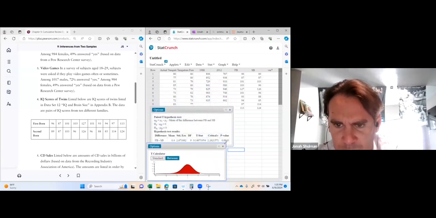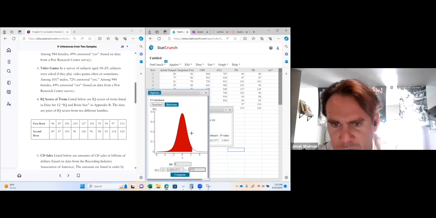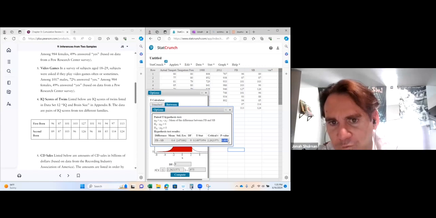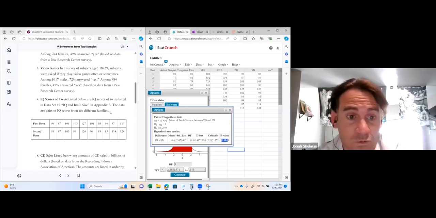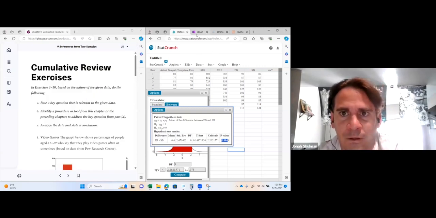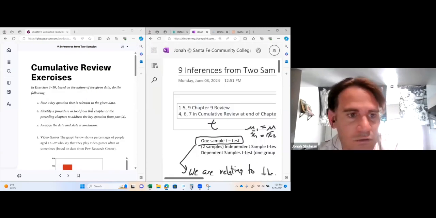There it is, 2.26. But ours was 1.1 something, it didn't exceed it, or you can see that this is not less than 0.05, not significant. So there's no significant difference between the IQs of the firstborn and the secondborn children. All right, that one I explained really well.